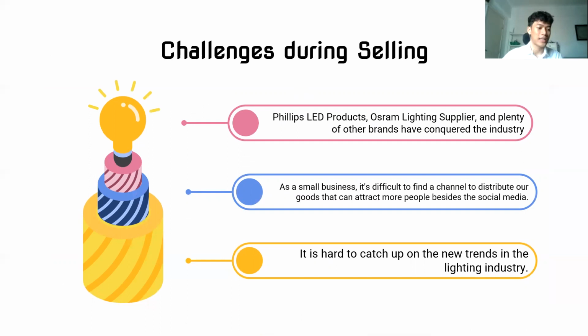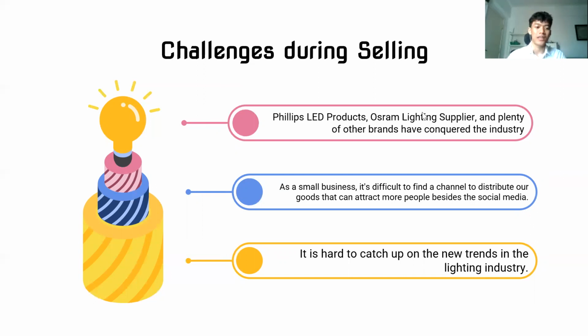So next are challenges during the selling of a product. Companies like Philips LED products, Osram lighting supplier, and plenty of other brands, local or international, have conquered the industry in the country's largest cities, attracting tens of thousands of local families to buy. So it is difficult for us to exist, let alone persuade customers to buy our high-end quality products as well as to drive customers to our items.